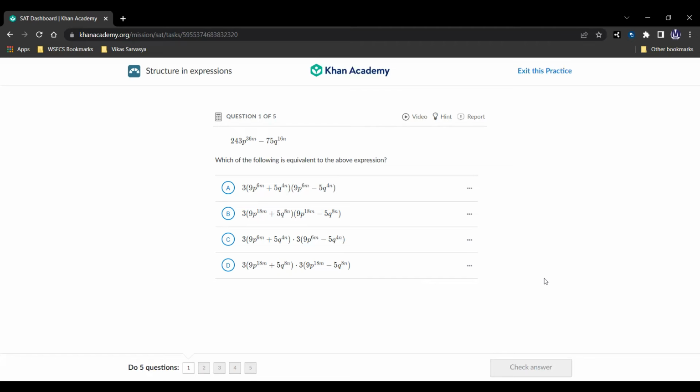Hello and welcome. Today we're going to be looking at structure and expressions as part of the Passport to Advanced Mathematics. As always, we're going to be doing 5 questions, explaining them and looking at the intricacies of this topic so that you can ace the SAT math portion.